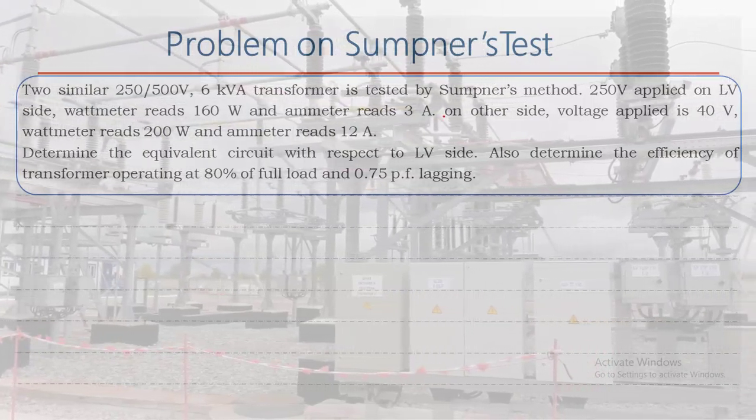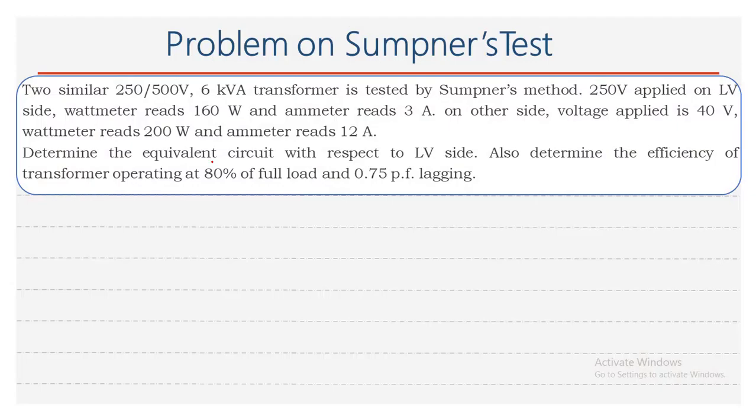This is the problem given on Sumpner's test. Here the Sumpner's test is carried out on two similar 250/500 volts 6 kVA transformers, and it is observed that when 250 volts is applied, the wattmeter reading was 160 watts and the ammeter reading was 3 amperes. Similarly, on the other side, the voltage applied is 40 volts, the wattmeter reading was 200 watts and the ammeter reading is 12 amperes.